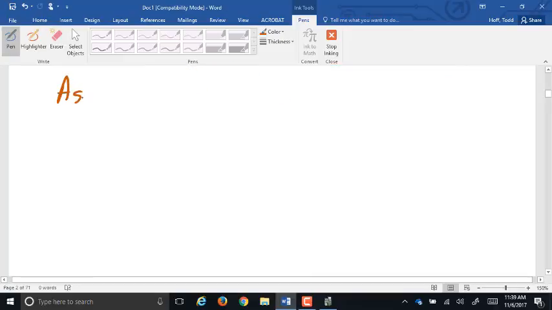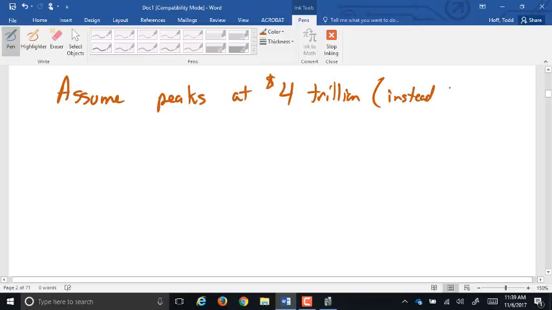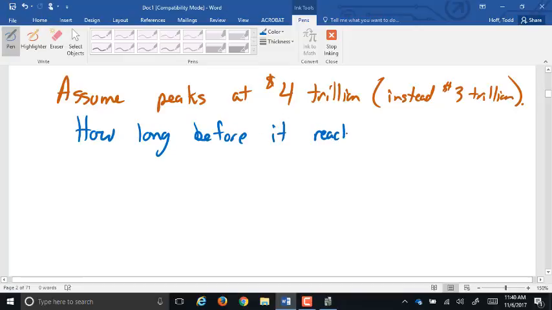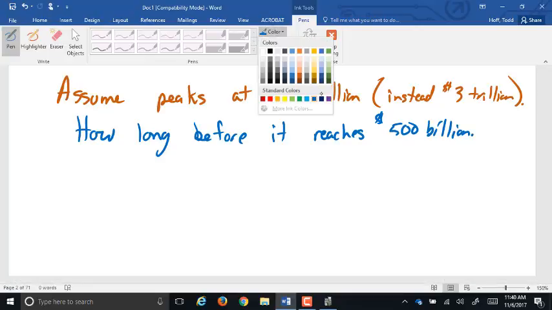So our next question is, assume that it peaks at $4 trillion instead of 3 trillion. Now, how long before it reaches that magical $500 billion? I'm going to give you guys a minute to try to figure this one out on your own again.